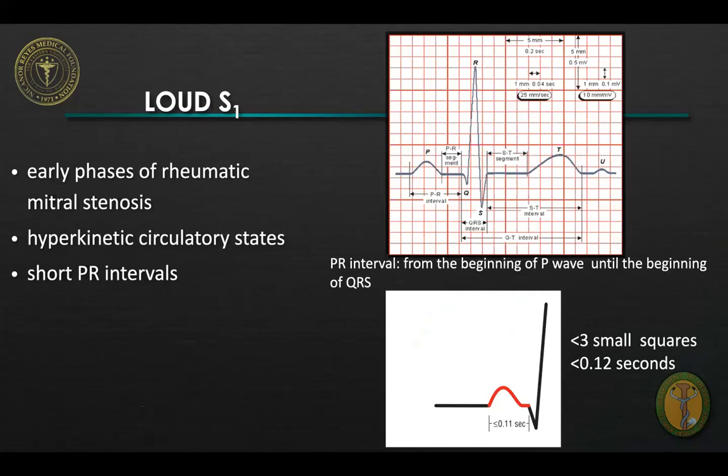Now, where can we see a loud S1? This is usually seen in the early phases of rheumatic mitral stenosis or in hyperkinetic circulatory states or patients who have short PR intervals. It's shown in the ECG tracing, the PR interval.